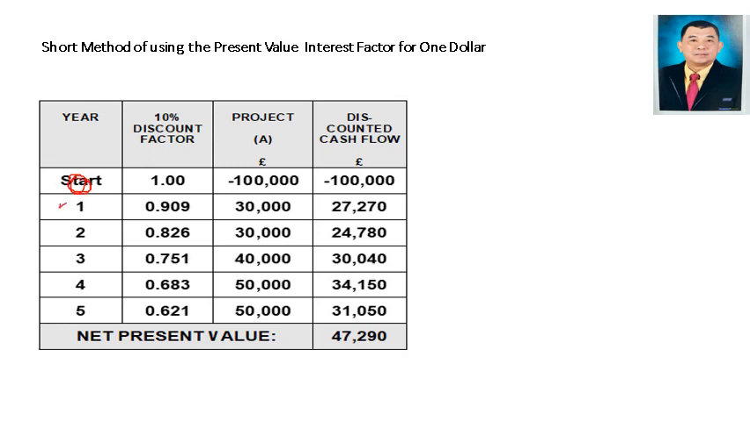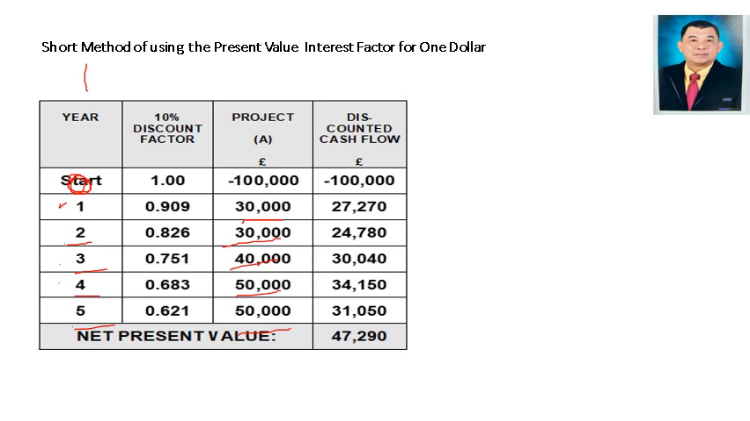So first year, you have 30,000. Second year, you have 30,000. Third year, you have 40,000. Fourth year, you have 50,000. And the fifth year, you have 50,000. So you have to tabulate. The first column is the year, 0 or start. First year, second year, third year, fourth year, fifth year, because the duration of the project is 5 years.